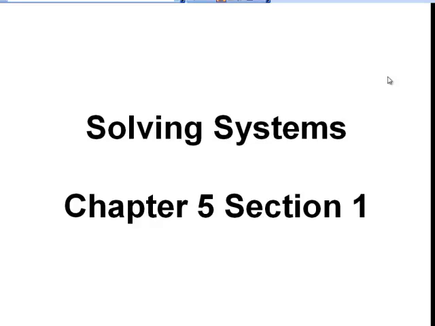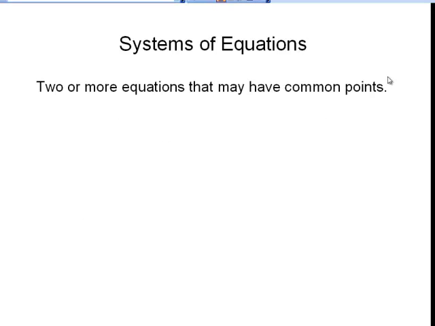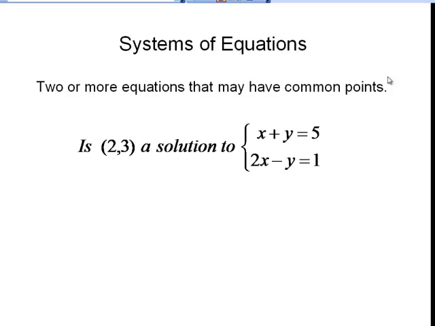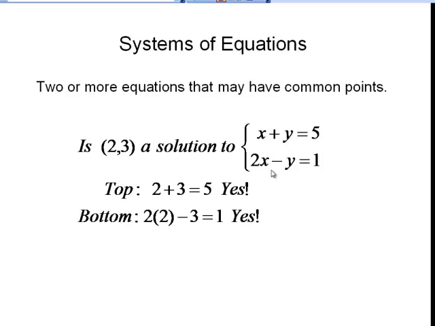Okay, this video covers Chapter 5, Section 1, which is solving systems of equations. Whenever you have two or more equations, they may have several different options. They may have a common point. In this case, is (2, 3) a solution to both of those? All you do is plug it in the top one, and you find out, yes, it does work. 2 plus 3 does make 5. Put it in the bottom one. 4 minus 3 is 1, so yes, it does work in both of those equations.